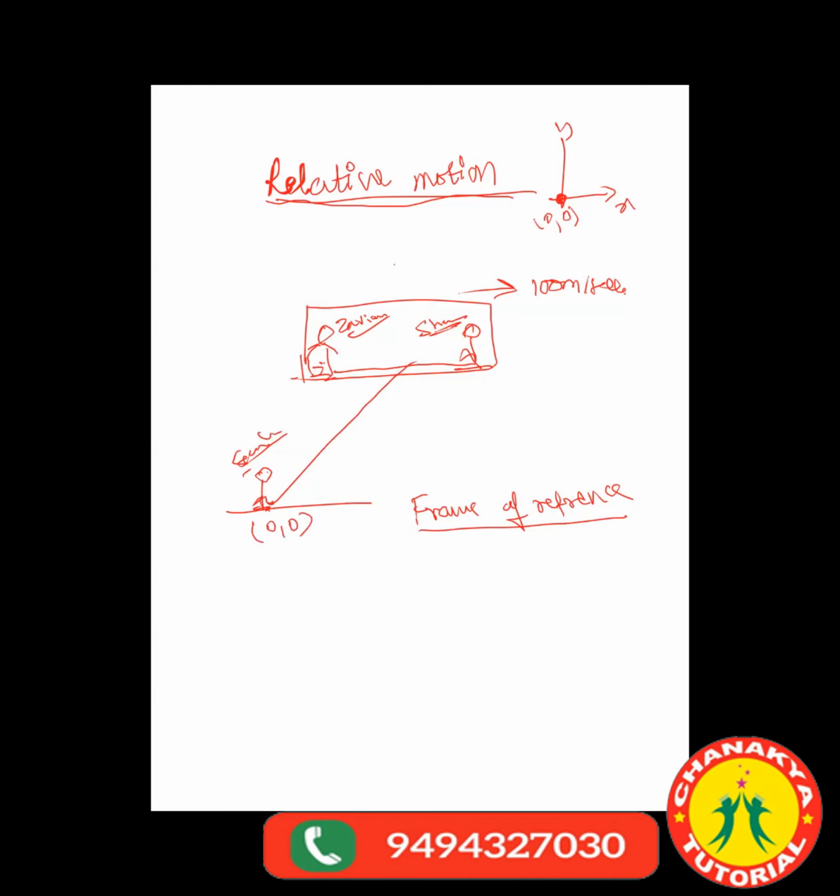Now, for the concept of velocity, I will talk about relative velocity first. Let's say there are two objects A and B. So the velocity of A with respect to B is given as velocity of A minus velocity of B. Velocity of A minus velocity of B.